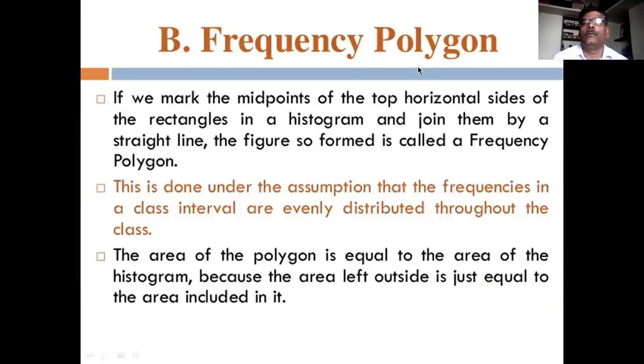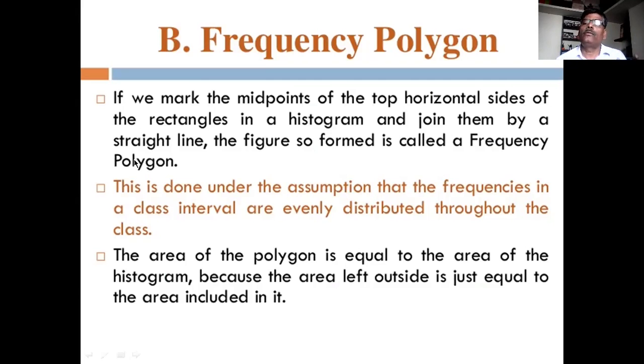Now you see the meaning of frequency polygon. If we mark the midpoints of the top horizontal sides of the rectangles in a histogram, that means first you have to draw the histogram, and then you have to mark the midpoint of the top horizontal side of the rectangle in a histogram, and join them by a straight line.